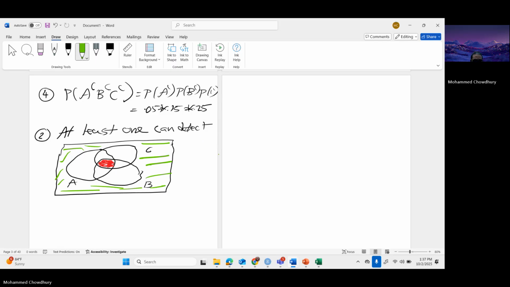So, if you want to find none, it can be done by these things. This is the none. This is the none. This is the none. Okay. And then I can do 1 minus 9, which is equal to 0.05 times 0.15 times 0.25. Do you agree with that? So this part is none, right? That is why I put the green color.